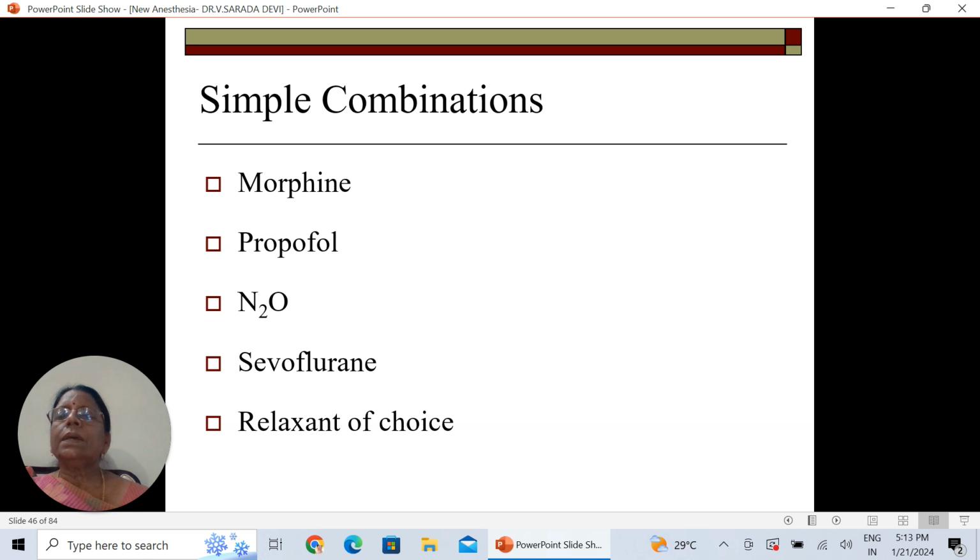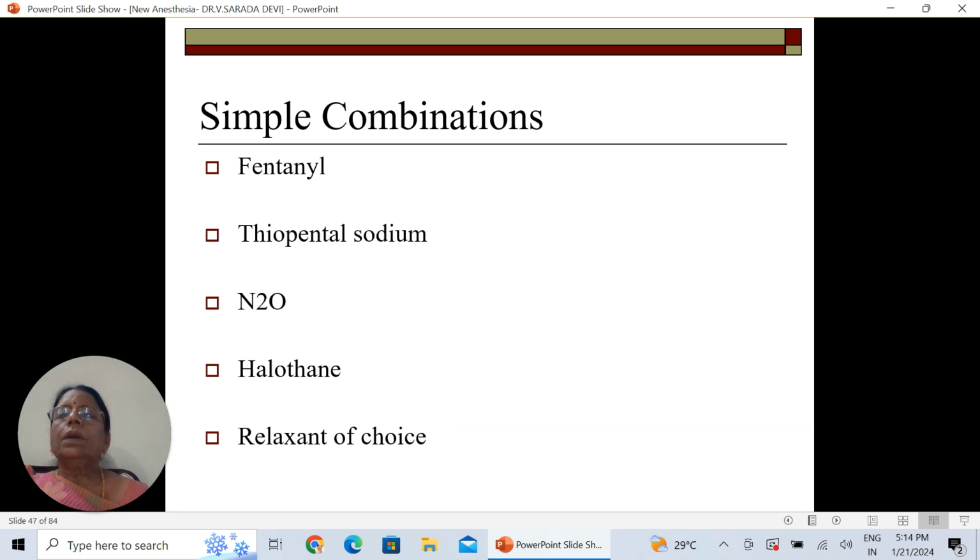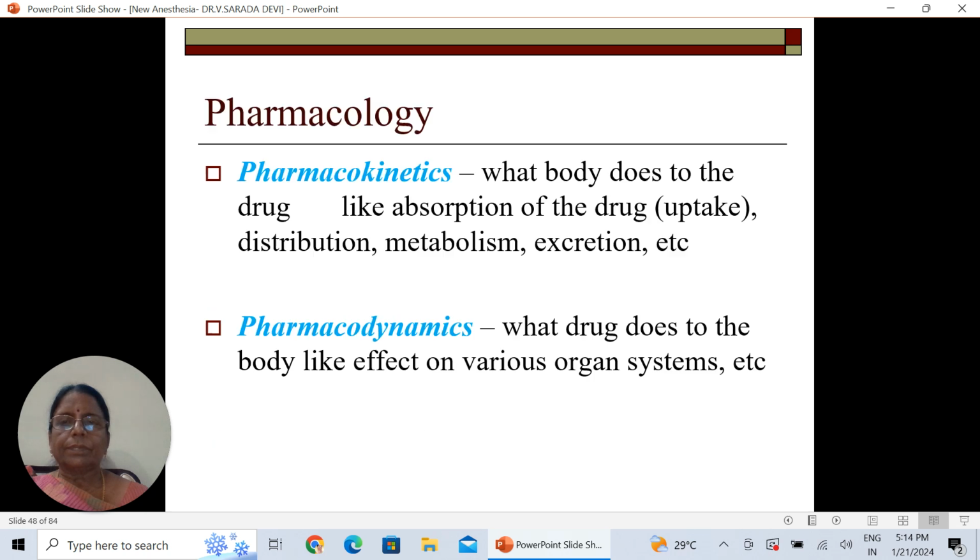Simple combinations are like morphine, propofol, nitrous oxide, sevoflurane and relaxant of choice. According to the surgery, we have to assess which combination is better for the surgical procedure. Another combination is fentanyl, thiopental sodium, nitrous oxide, halothane and relaxant of choice.